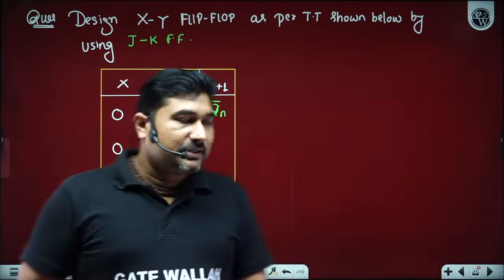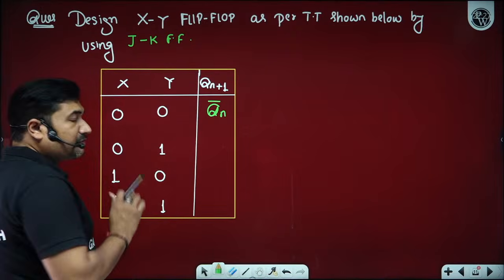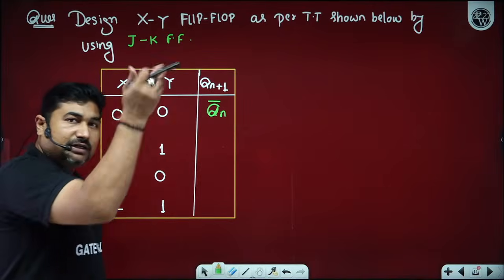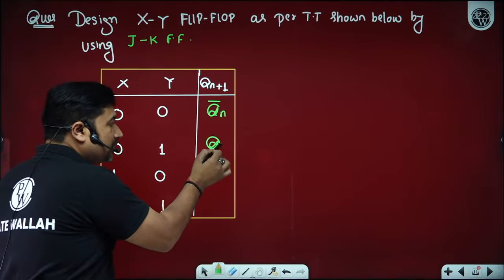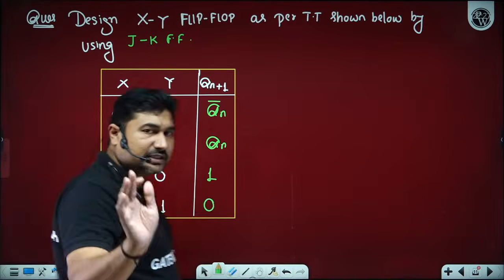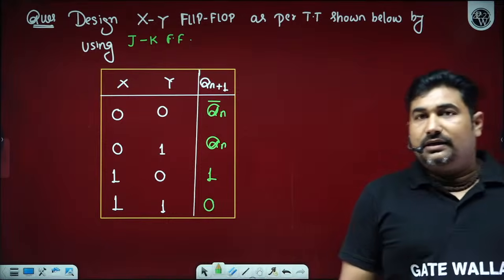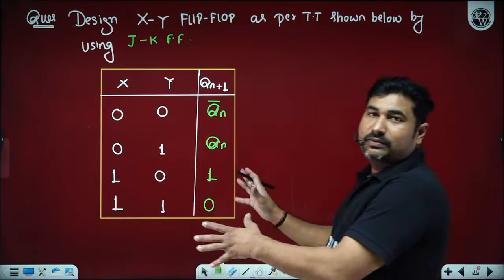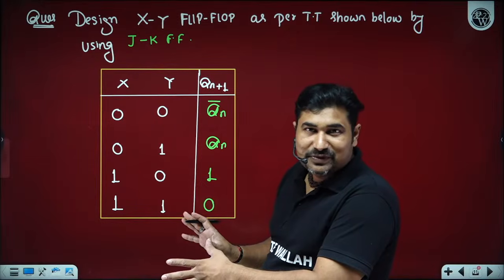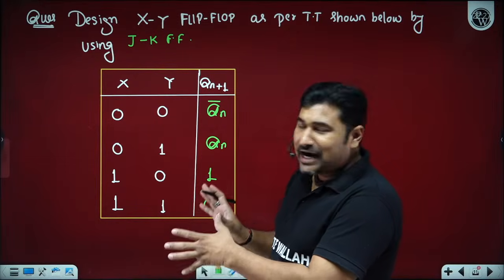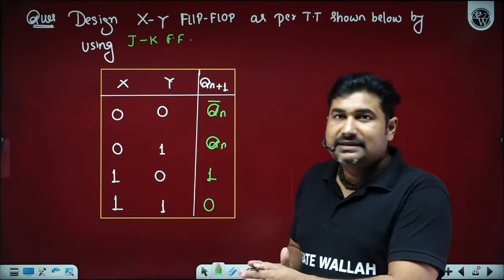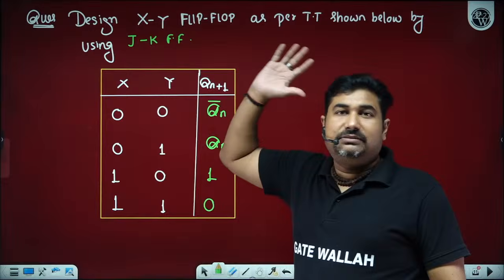Okay. So for the present state 0, 1, what next state do you want? Let us suppose you want Qn. For this you want 1. For this you want 0. Whatever you want, you can tell me. So this is your desired flip-flop. We are going to invent a new flip-flop, and that flip-flop will give the output as indicated in the truth table given below.